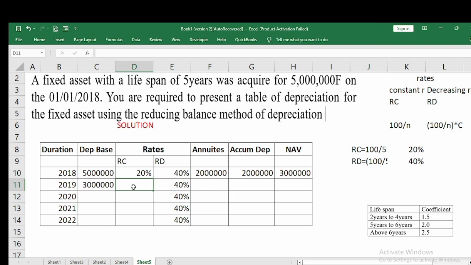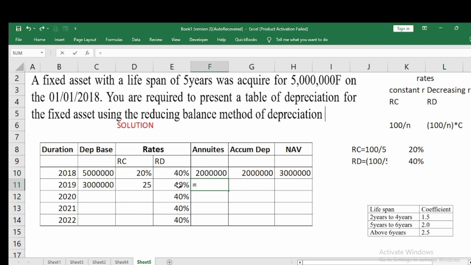We are going to use 100 divided by 4, right? So we see that what? We are going to have 25%. So between 25 and 40%, which one is higher? It's still 40% that is higher. So our annuity is going to be calculated on 40% as well.